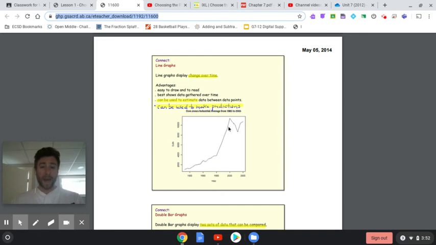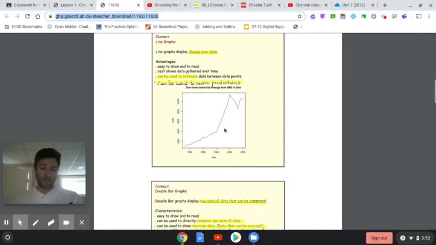This is showing you what's happening with that. So if something dropped like this, maybe there was a recession. Maybe there's just different reasons that a line graph could happen. You couldn't do that within a bar graph nearly as much.